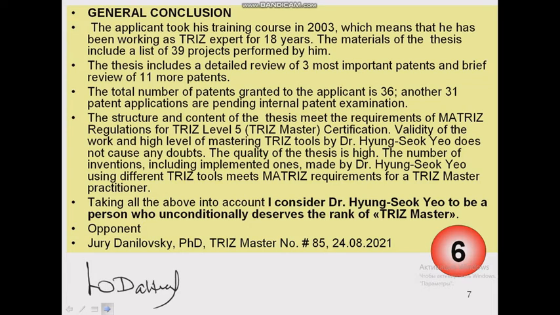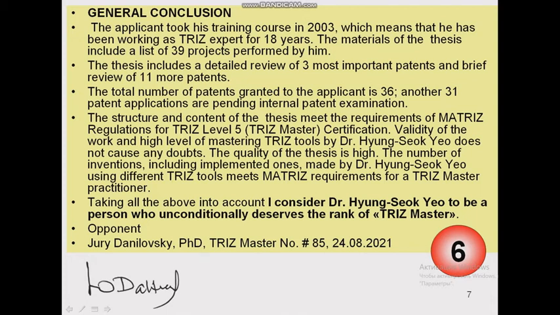Final general conclusion. The applicant took his training course in 2003, which means that he has been working as a TRIZ expert for 18 years. The materials of the thesis include at least 39 projects. The thesis included a detailed review of the 3 most important patents and a brief review of 11 more patents. The total number of patents granted to the applicant is 36. Another 31 patent applications are pending internal patent examination. Look at the total amount of patents.